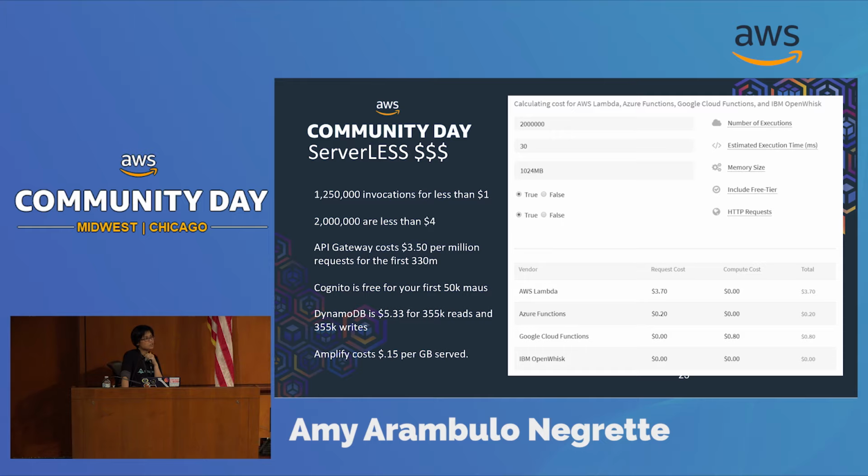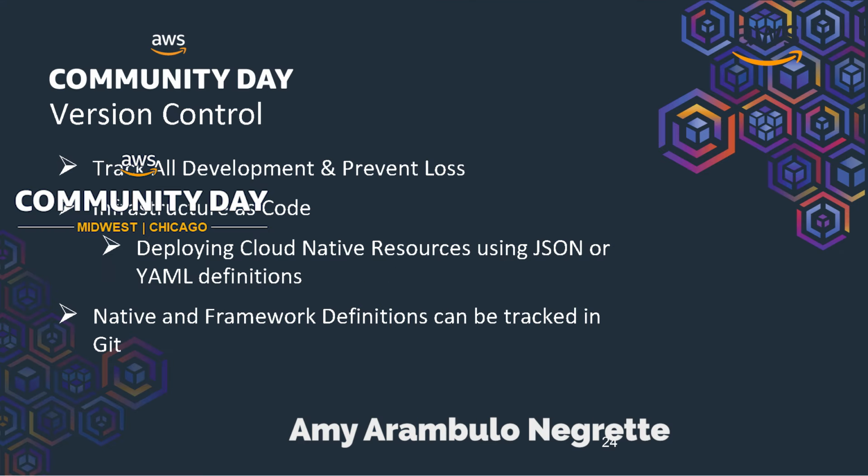The problem is since you're dealing with different services, it's very hard to keep track, and that's where infrastructure as code comes in, where you can deploy cloud native resources as JSON or YAML definitions depending on what service you're using. And these definitions can be tracked in Git, and that's usually the way I do it.